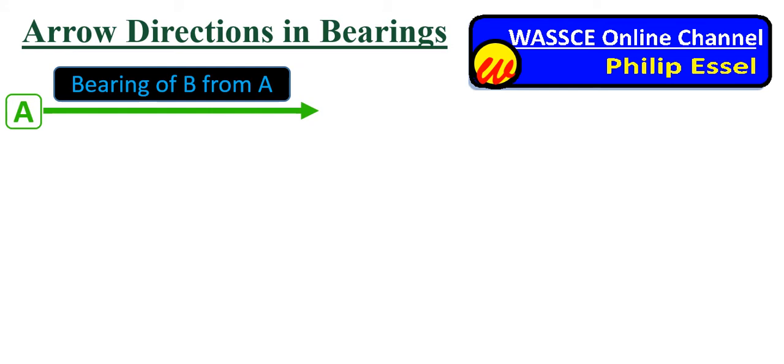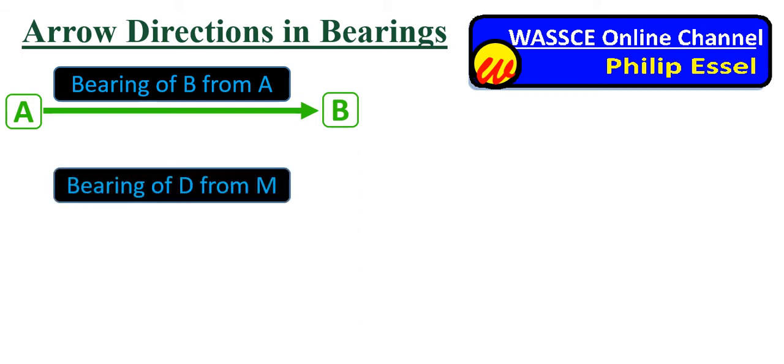Where are we moving to? We are moving to the point B. So let's show our destination, the point B. So that is an arrow diagram we can use to represent the bearing of point B from the point A. Let's look at another example, the bearing of the point D from the point M. In this case, we are moving from the point M and we are going to the point D.